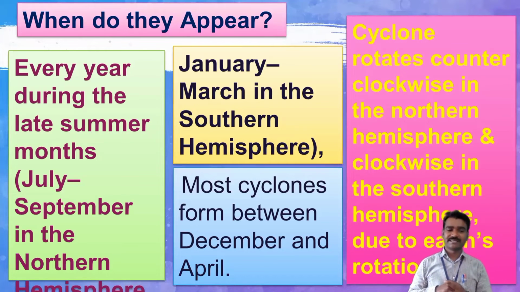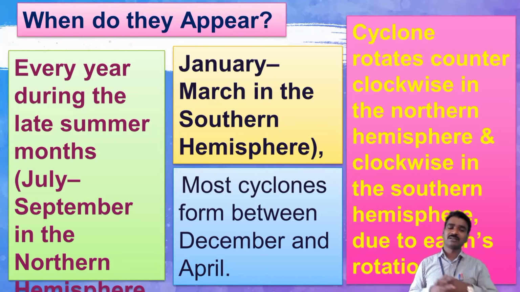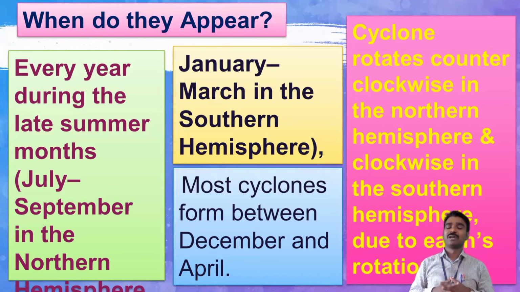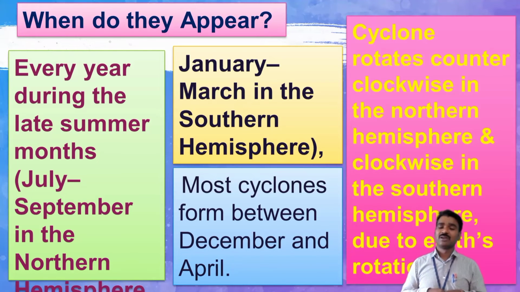Every year during the late summer months, that means from July to September, they appear in the northern hemisphere, and in the southern hemisphere they appear during the months of January to March. Most of the cyclones form between the months of December and April. Cyclones rotate in the counterclockwise direction in the northern hemisphere, whereas they rotate in the clockwise direction in the southern hemisphere.